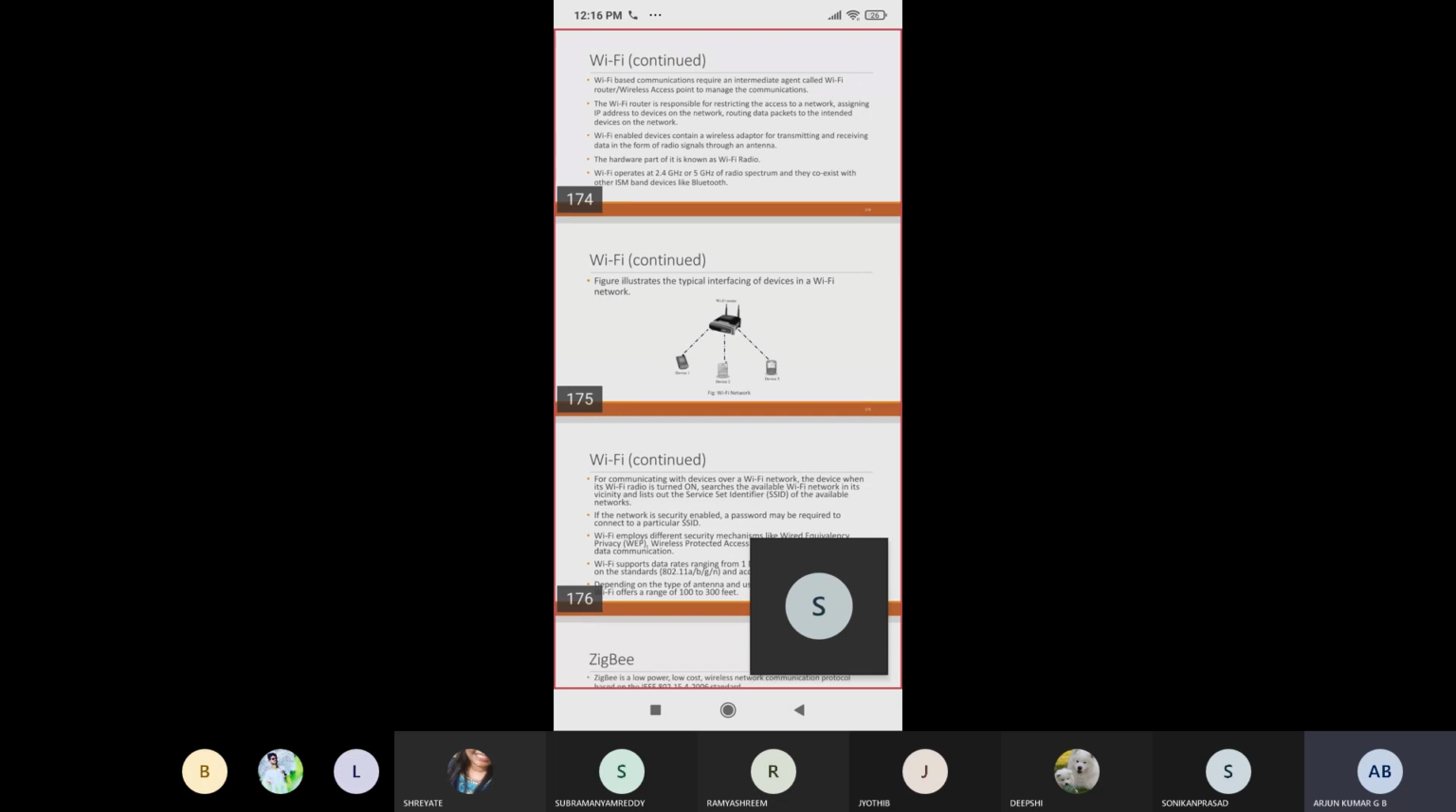This is a figure, a typical interfacing of the devices. There will be a Wi-Fi router, through which we can connect a number of devices. This is a host only. As we can observe in the figure, there is an adapter. If you want to connect to that particular Wi-Fi network, you should connect through the adapter only, to communicate with that Wi-Fi for transmitting and receiving the data from radio signals through an antenna.